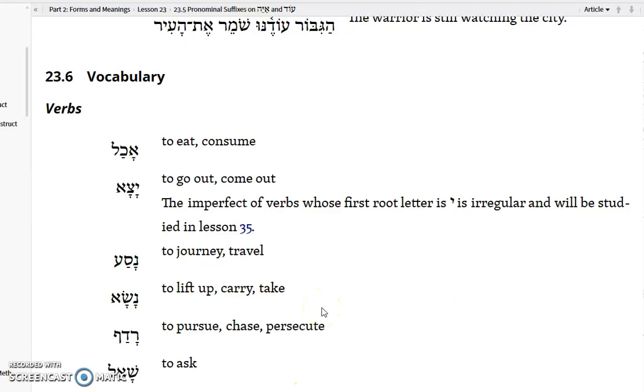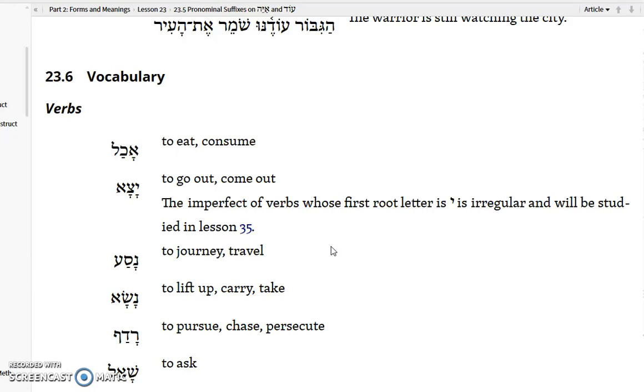Well, let me move quickly through the vocabulary of Lesson 23. You have akal, he ate or consumed. It can also be used of consuming with the sword, which is a special usage of it. Yatsa is to come out or to go out from within. If you think of a circle with an arrow pointing out of it, that would give you the idea of going forth.